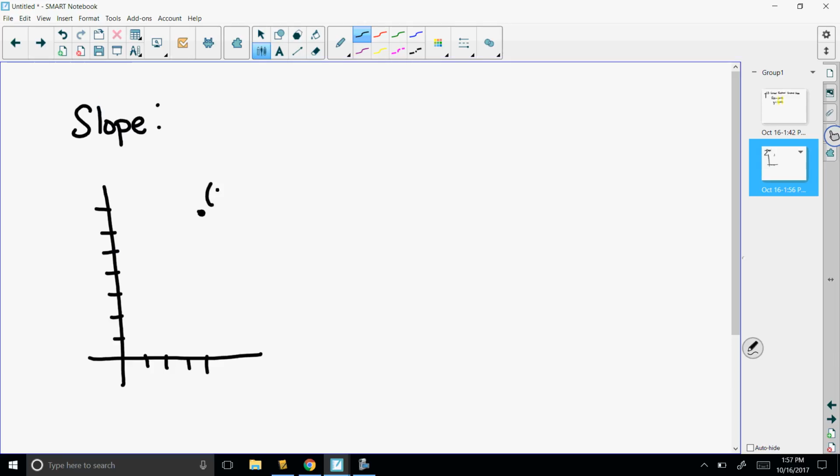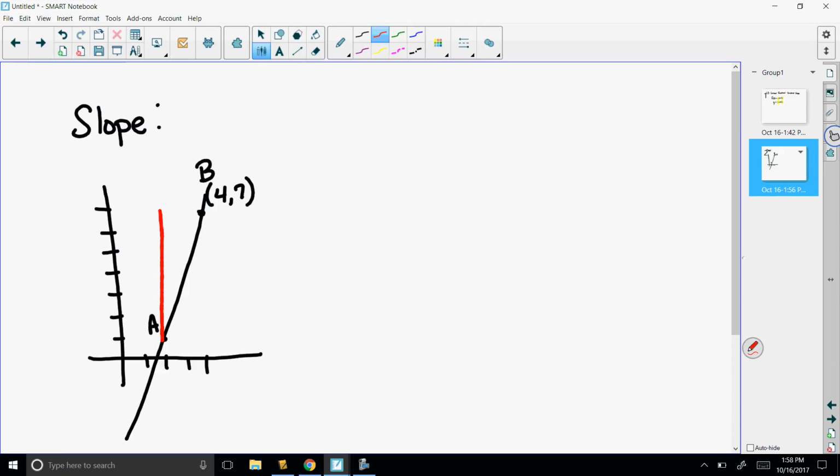Okay. So we have the point (4,7), and that is point B. Point B is the point (4,7), and they give you point A, which is (2,1). Here's point A, and they're connecting them to form a line. And they say that the vertical change happens to be a change of 6.